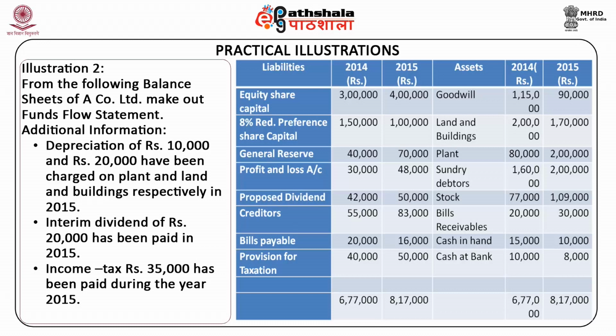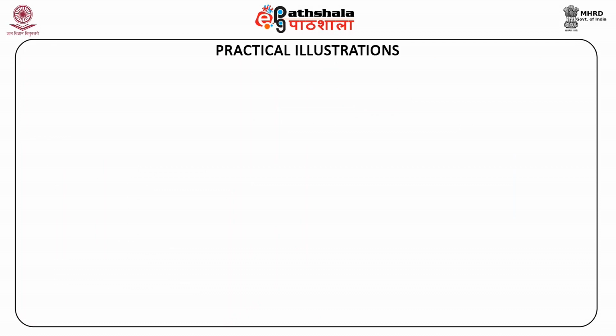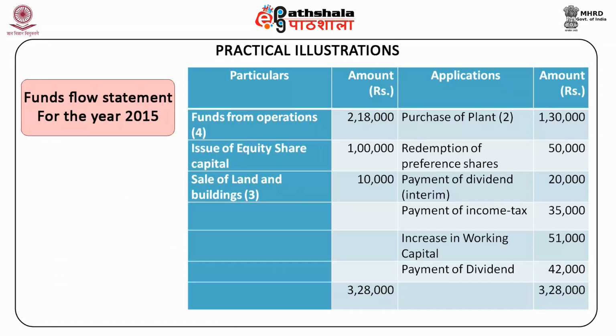Depreciation of rupees 10,000 and rupees 20,000 have been charged on plant and land and building respectively in 2015. Interim dividend of rupees 20,000 has been paid in 2015. Income tax of rupees 35,000 has been paid during the year 2015. The solution to the above problem is the fund flow statement for the year 2015.